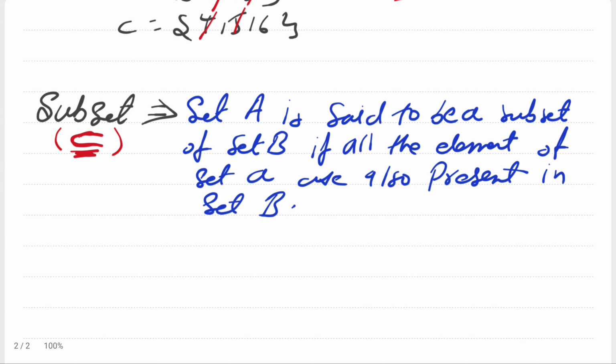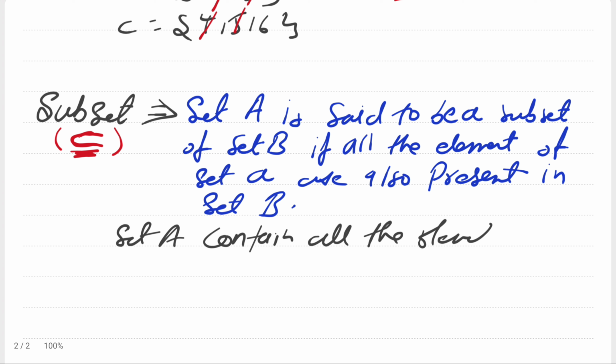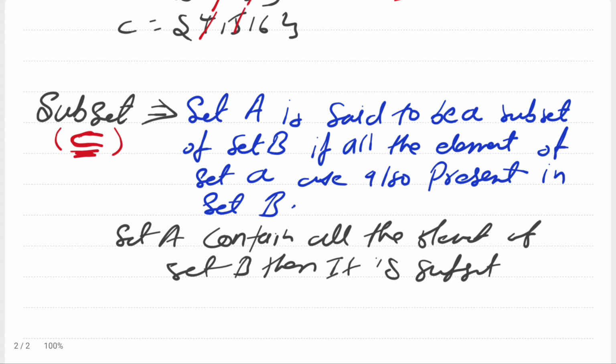Another way to say it: set B contains all the elements of set A, then A is a subset. It is not necessary that the question will be asked like that only. It can be asked whether set A is a subset of B or B is a subset of A. Okay, understood.